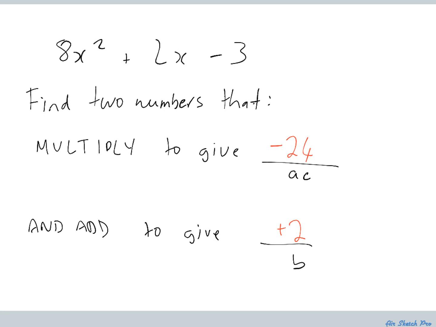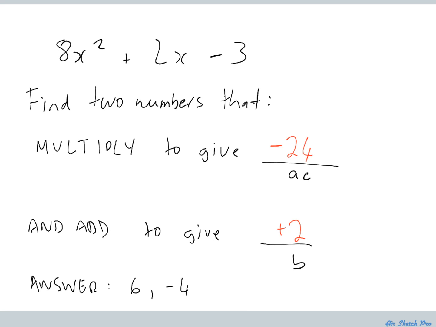Yeah. Well, at least you're actually putting some suggestions out there. Yeah, so 6 and negative 4. That works, doesn't it? So it was 6 and -4. So this is what we do.